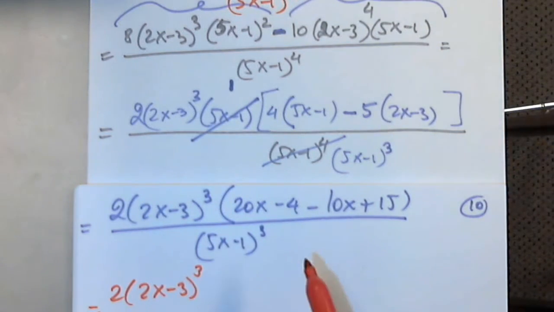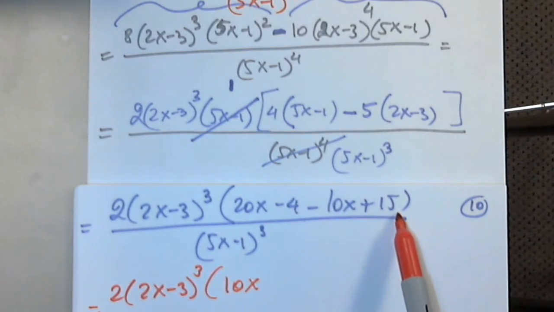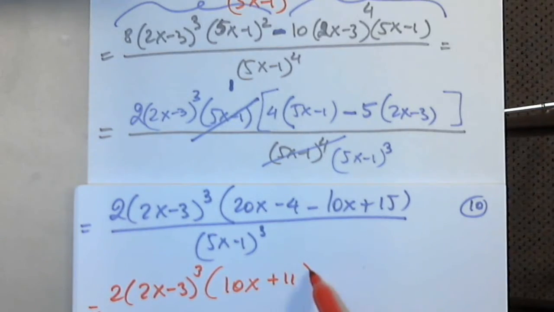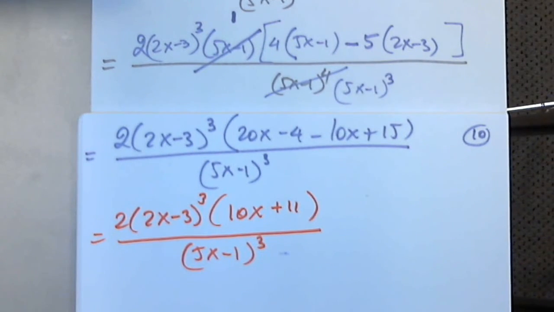Good, awesome. So then 20x minus 10x is 10x, and negative 4 plus 15 is plus 11, and that's the final form. There is nothing else we can do here. No one can further simplify this. There is nothing else.